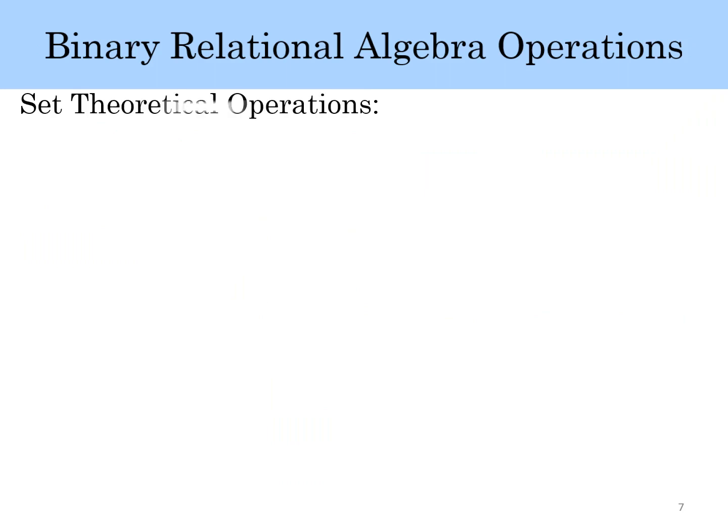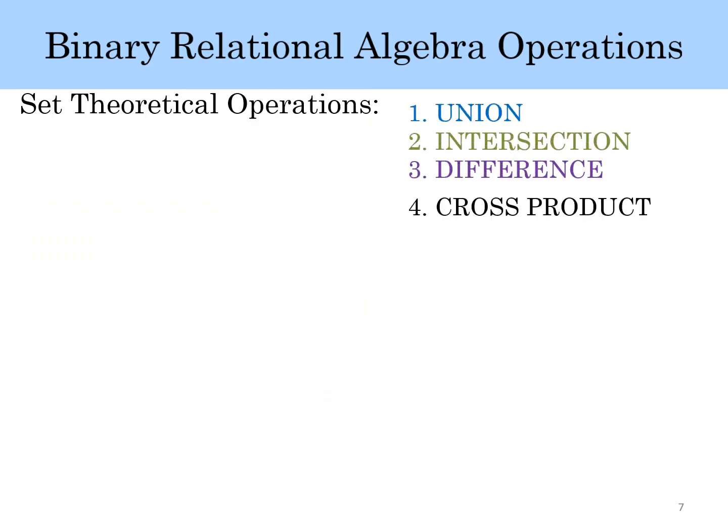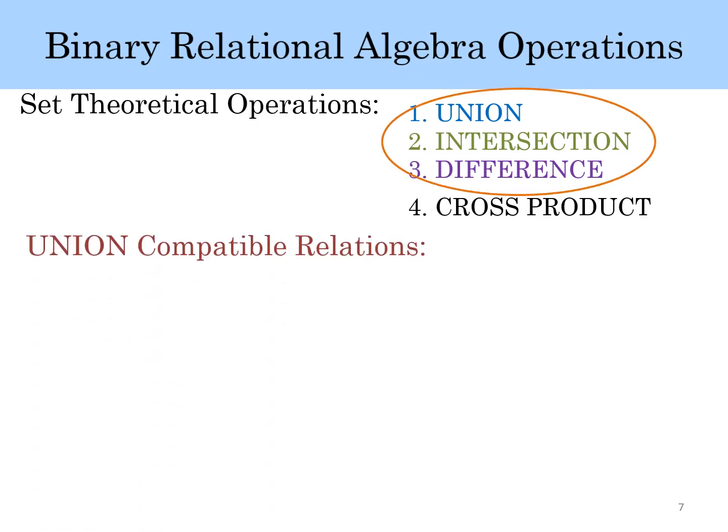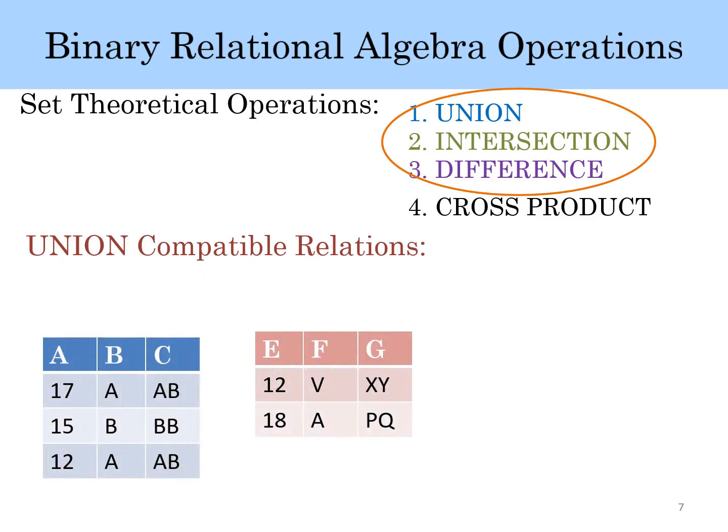So we shall see set theoretical operations in binary relational algebra. We have four operations here: union, intersection, difference and cross product. For the first three operations, we need a special type of tables called union compatible relations. When do they become union compatible?